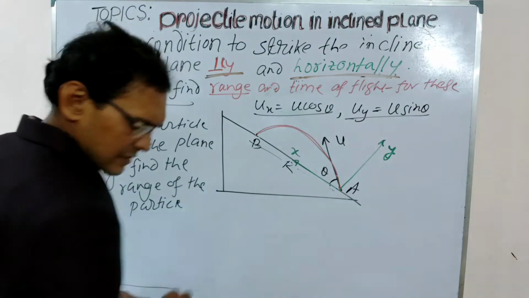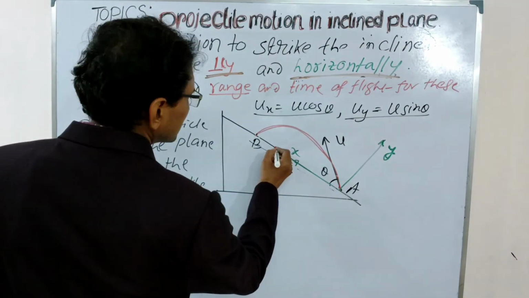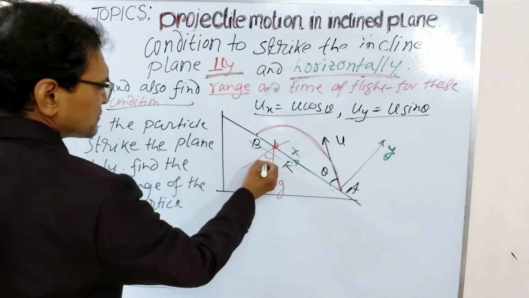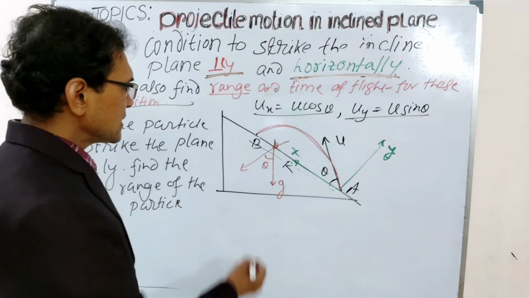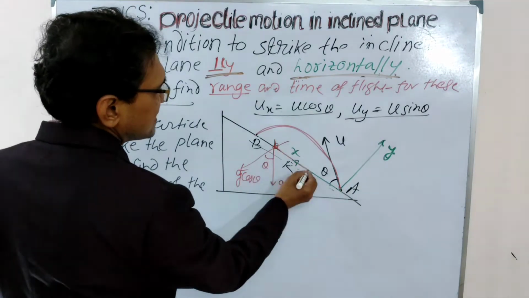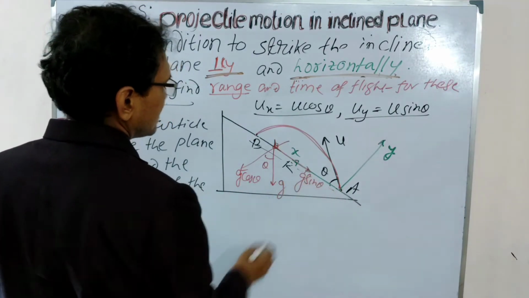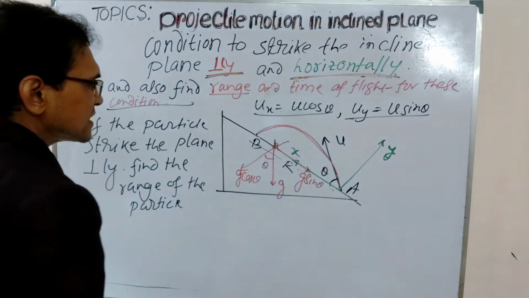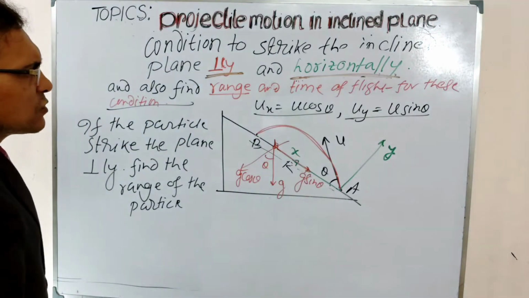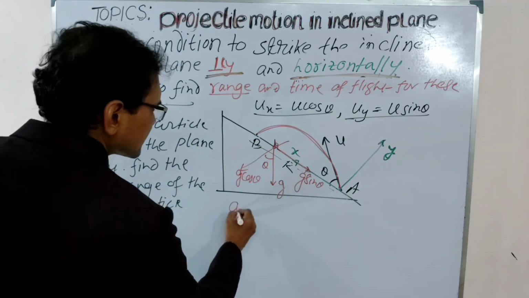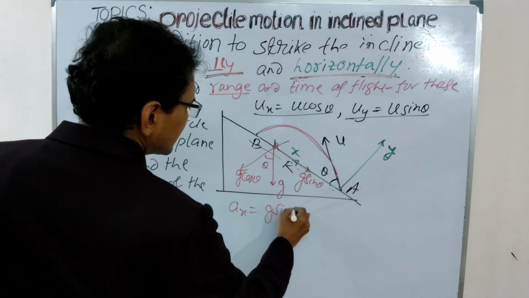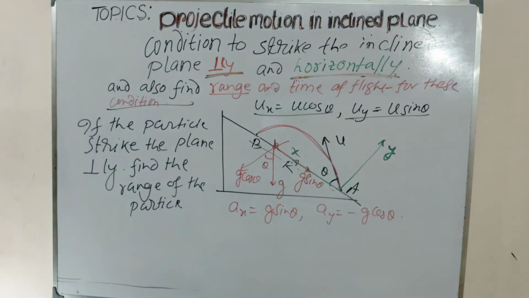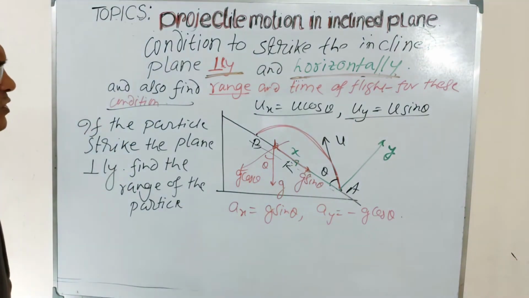Now what is the acceleration? Acceleration always acts vertically downward. This angle is theta, so obviously the components are g cos theta and g sin theta. So we write ax equal to g sin theta and ay equal to minus g cos theta. Okay, now use the equations of straight-line motion.